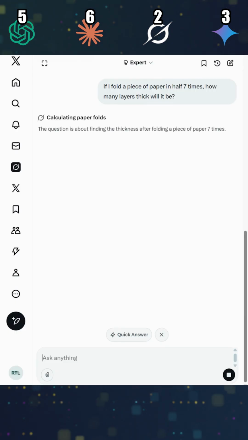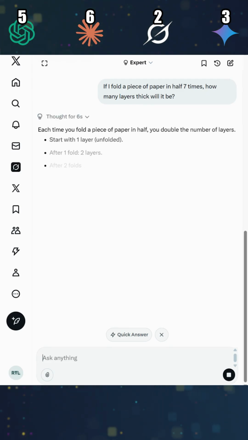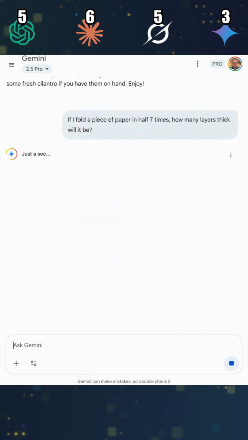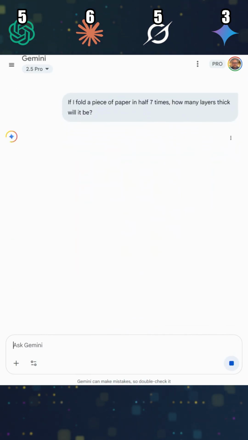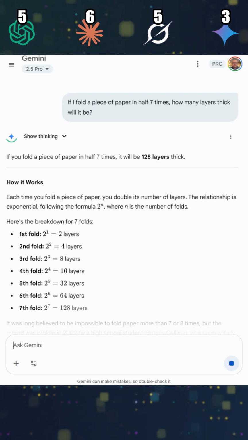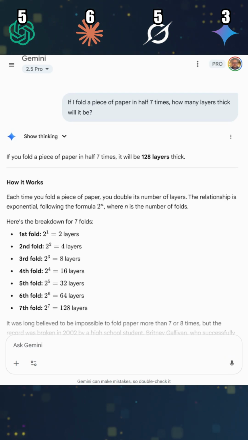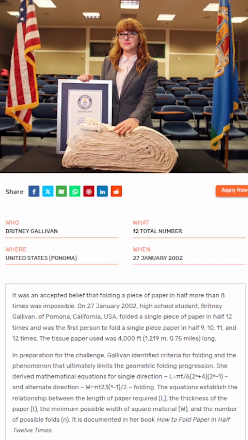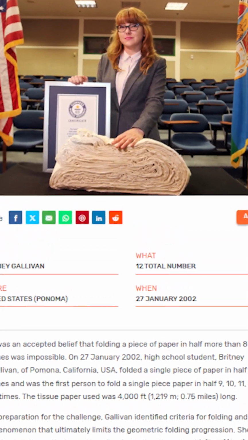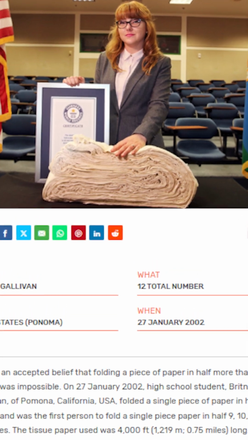Next, Grok. Smooth, sharp, and no formatting hiccups. Solid math, solid style. 3 out of 3. And then Gemini. Oh man. Nailed the math, threw in the formula, and then went full legend mode with Brittany Gallivan, the person who folded toilet paper 12 times in 2002. Toilet paper history lesson? Iconic. That's a 3 out of 3, and it totally stole the show.